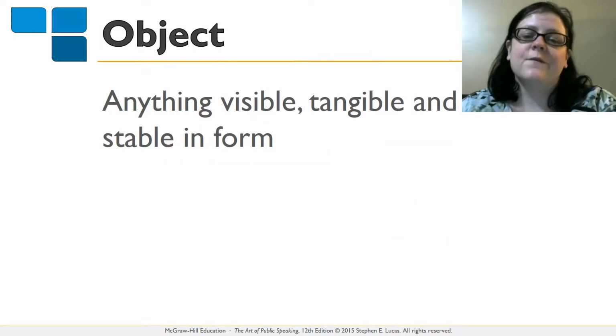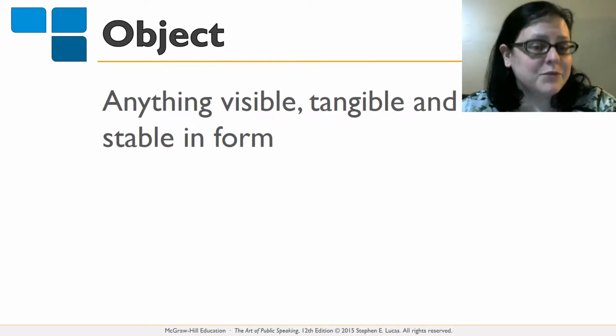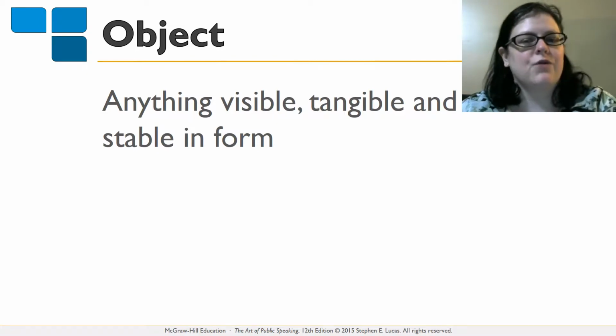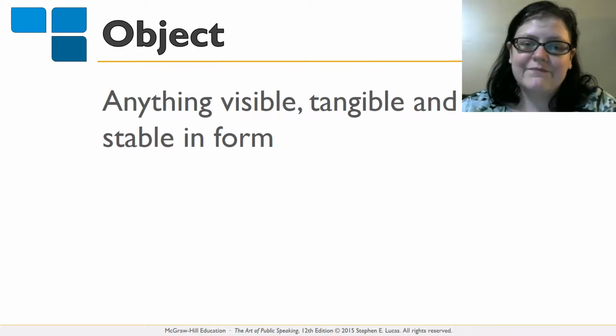The first type of informative speech is a speech about an object. An object includes anything that is visible, tangible, or stable in form. Think of an object as a noun, a person, place, or thing. If you can touch it, then it's an object.